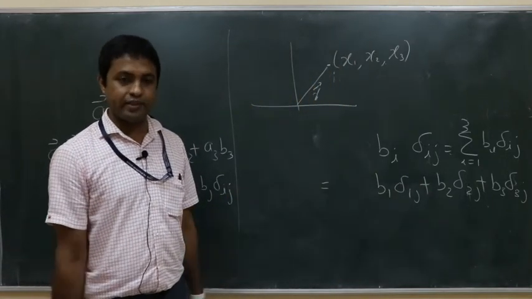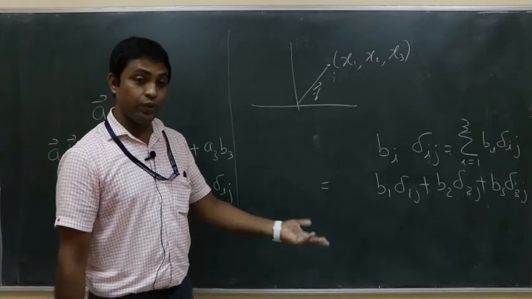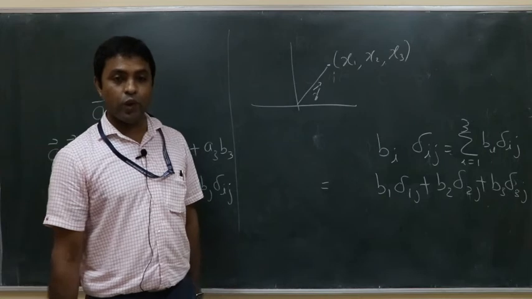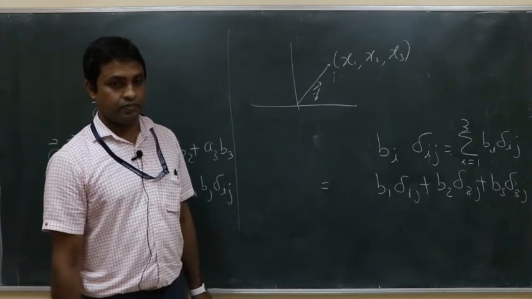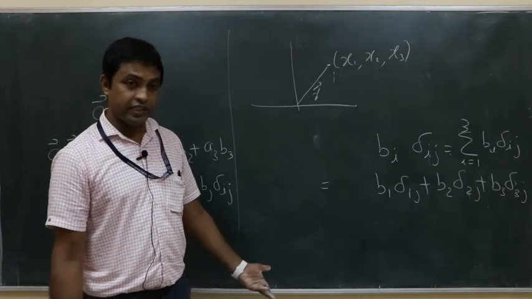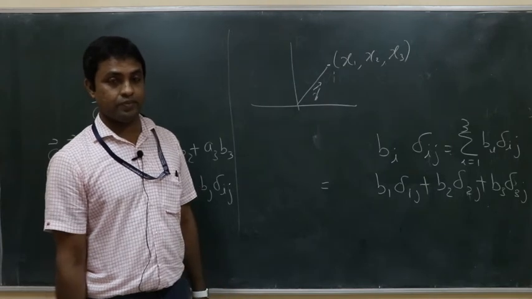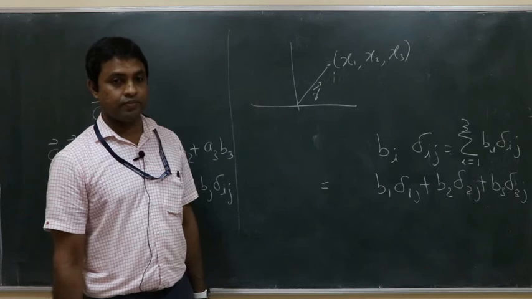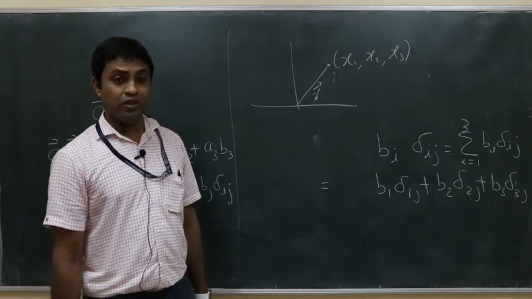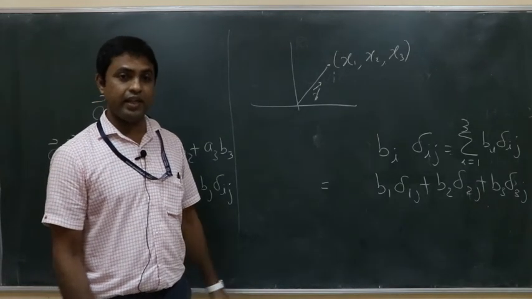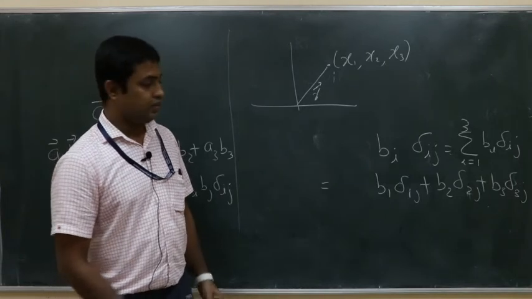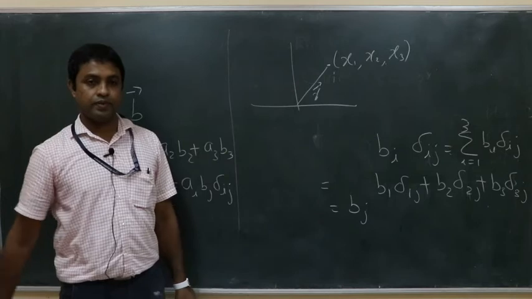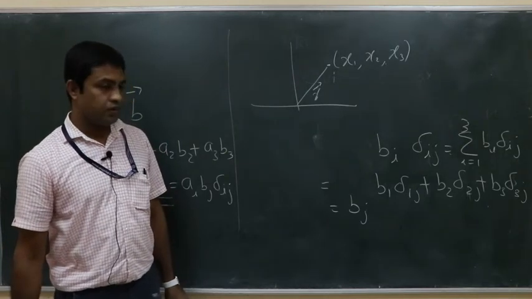You cannot give me the answer. Why? I should give you the j value. If I give you j equal to 1, what is the answer? B1. If j is equal to 2, what is the answer? If j is equal to 3, what is the answer? So whatever is the j, that is the answer. So this is bj.